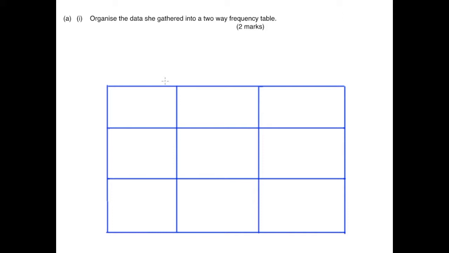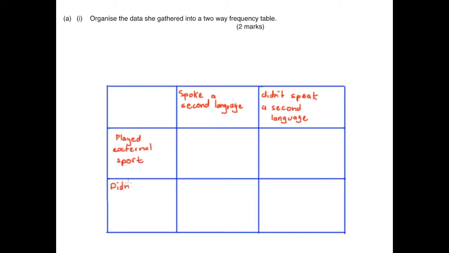Referring to the question, a good set of titles would be spoke a second language, didn't speak a second language, and played a sport outside of school and didn't play a sport outside of school. Finally, take the values from the question given to us and place them in the correct cell. Be careful, each value goes in the correct cell here, you don't want to lose marks.